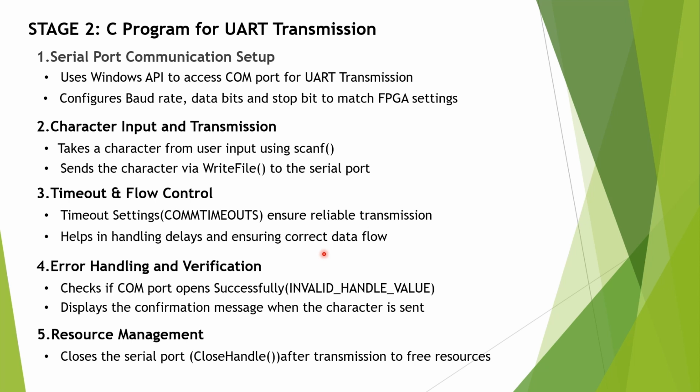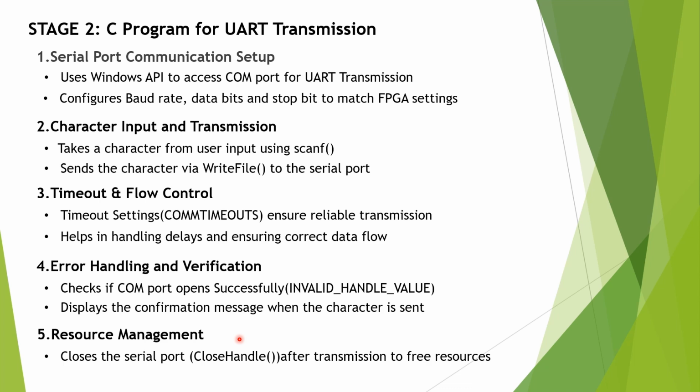Now next step is error handling and verification. In this step, we will check if our COM port opens successfully or not. If the COM port is not free, then it will throw the message invalid handle value. And if the COM port is free, then it will execute properly. And the last step is resource management. After transmission, the serial port must be closed to free the system resources. The CloseHandle function is used to properly terminate the communication. So this is stage 2 of our project development.